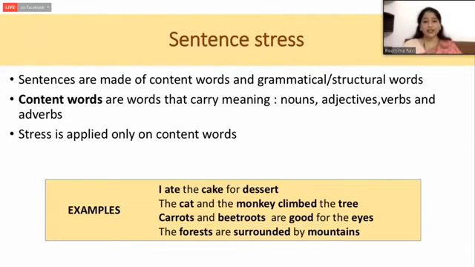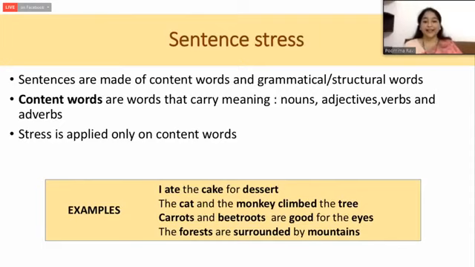And the structural words get a lesser prominence. Structural words would be like and, is, the, such as prepositions, conjunctions. Let us look at a few examples given in the box below. Let us identify the nouns first here. I ate cake, dessert. So these are the words that would be stressed.